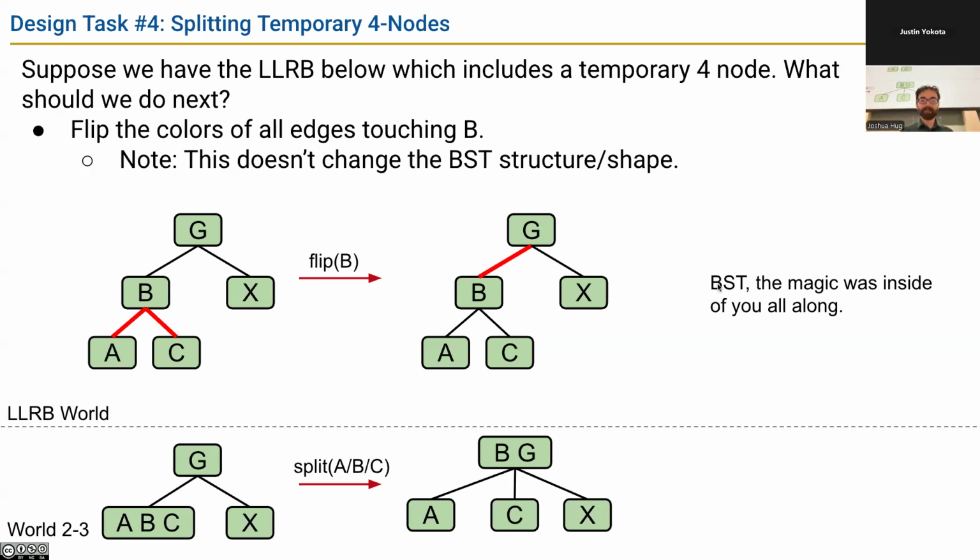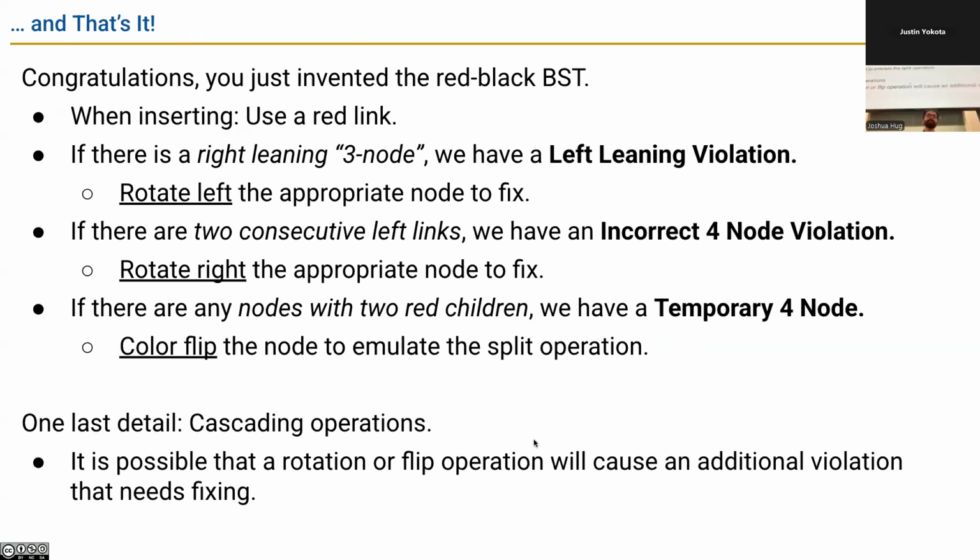In this case, the binary search tree, the magic was inside of it all along. So this doesn't change the binary structure or shape. It just changes the bookkeeping information that maintains the isometry with our 2-3 tree. And so good news, that's it. We just invented the red-black binary search tree. Here's all the rules we derive.